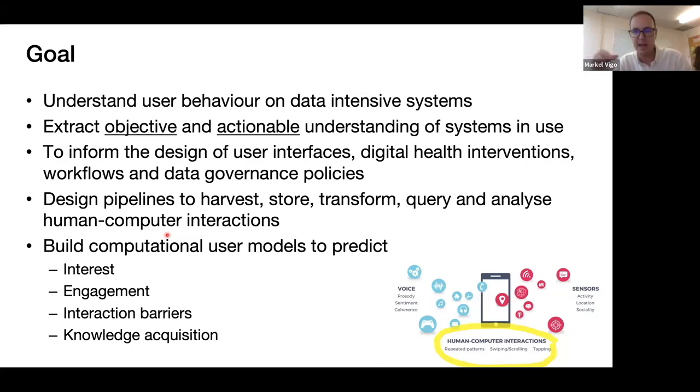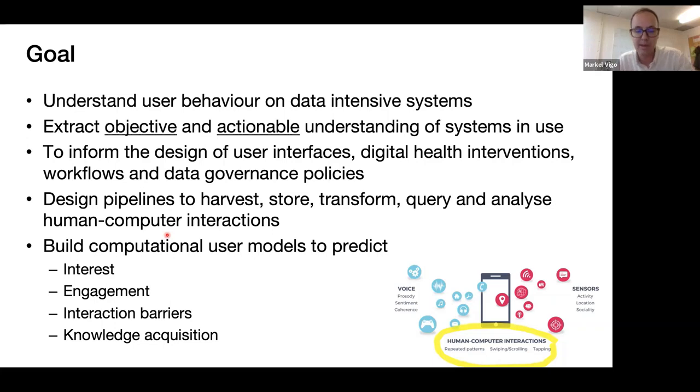And probably the science behind managing diabetes is correct, but the wrapper, the container, the user interface around that intervention, it's rubbish, right? And the intervention doesn't work because the wrapper is not good enough, right? So I want to capture these kinds of problems in real time so that I can do something later on. And I can also inform the design of workflows and data governance policies as well.